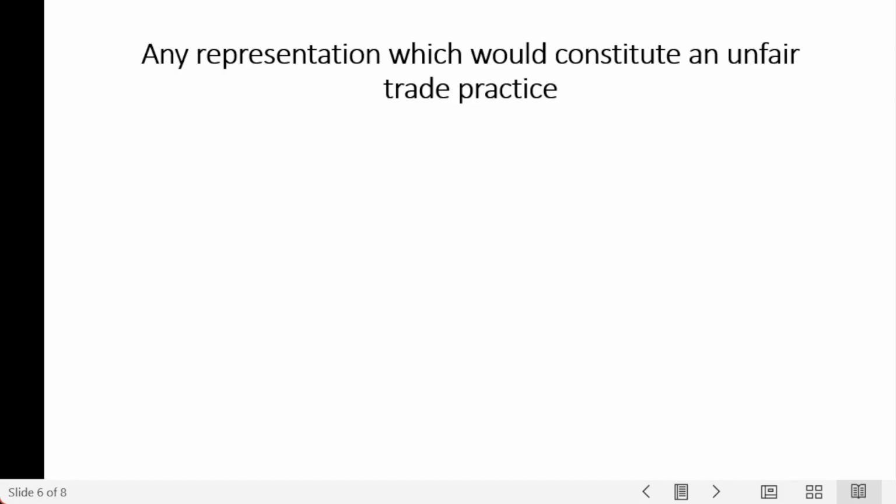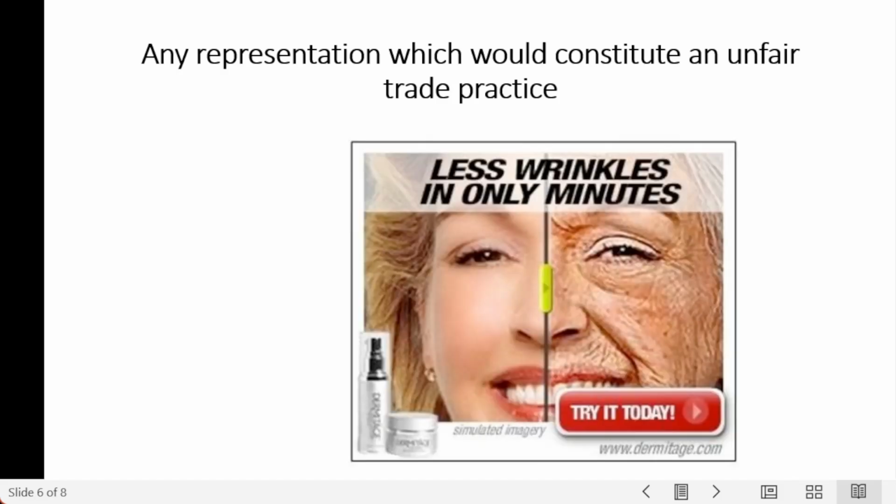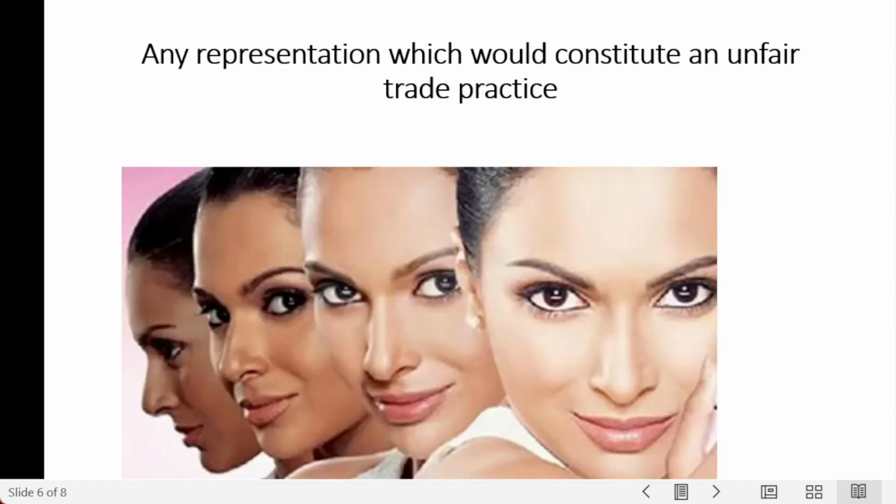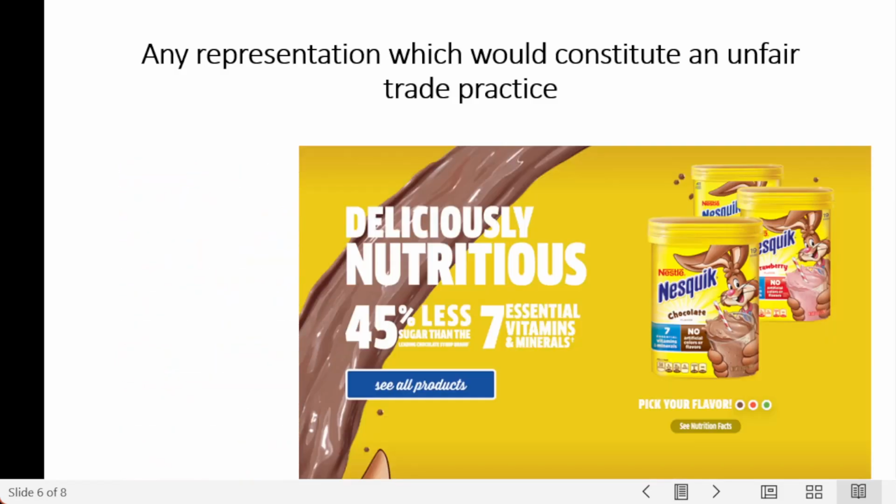In the earlier episode, when I talked about representation, I spoke about representation of a community, gender, and various other things which bring a society in a bad light. But now, this representation, I am talking about the unfair trade practices, like making a misrepresentation of the quality of the product, like this one where they claim within minutes the wrinkles would vanish from the face. That's again misrepresentation. And the darker skin becomes fairer skin, that's again a misrepresentation.